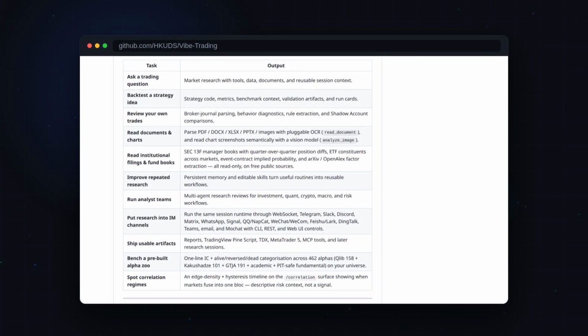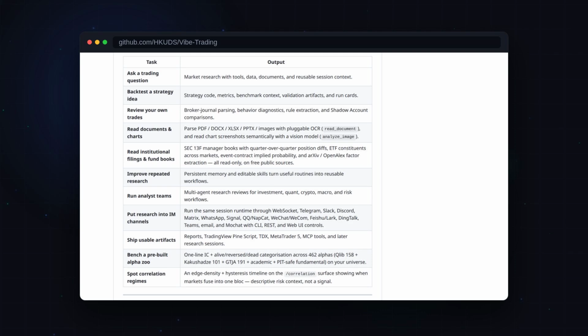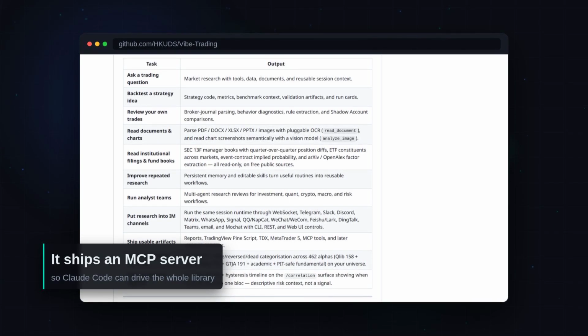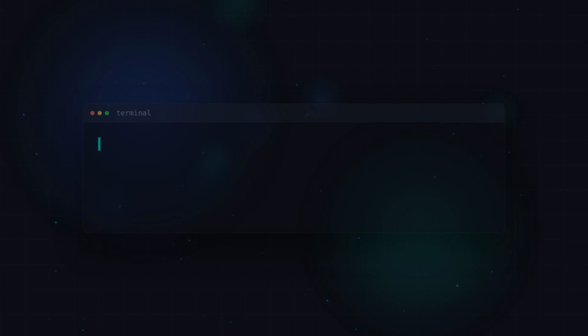And this is what it says you can do. Ask a trading question, backtest an idea, run a team of analysts, bench 462 alphas. It also ships an MCP server, so I pointed Claude Code at it and drove all of it from a prompt. Here is the whole setup.